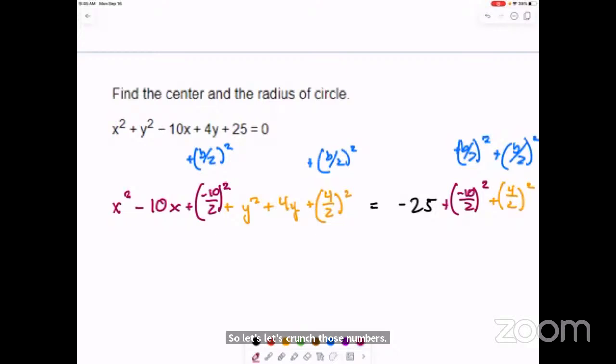This comes down. Negative 10 divided by 2 is what? Negative 5. Negative 5 times negative 5 is a positive 25. All right, so we know that this is positive 25.